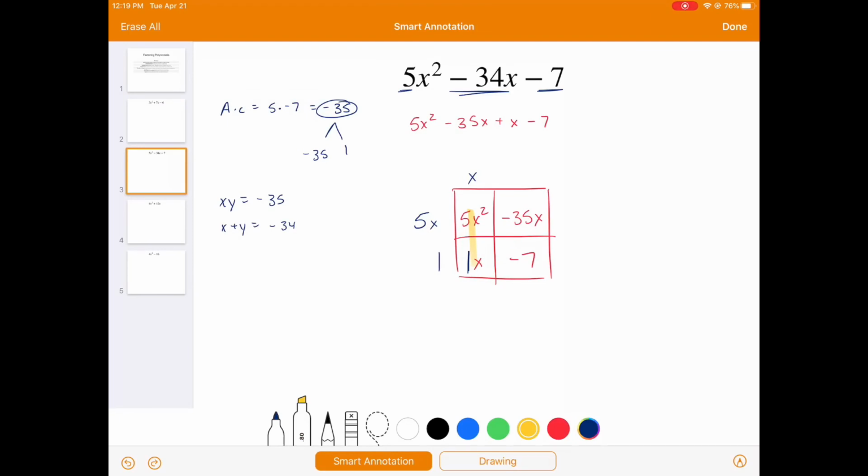And then lastly, we have -35x and -7. Both of those are going to be divisible by -7. So our final answer would be 5x plus 1 times x minus 7.